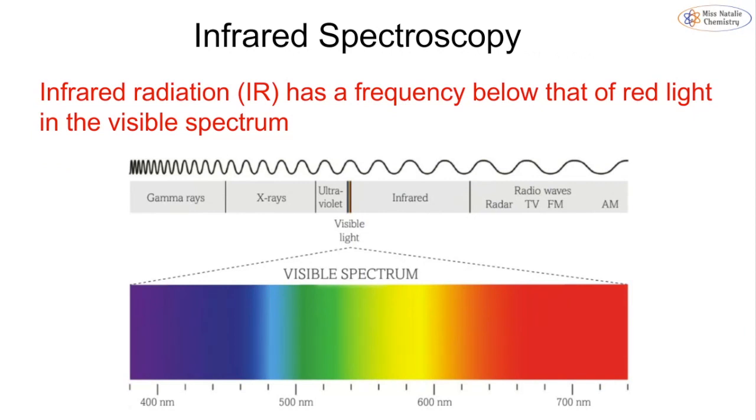So let's move on to infrared spectroscopy. Well, infrared is a type of radiation that has a frequency just below that of red light in the visible spectrum. So if our visible spectrum is here, this section here is our infrared.